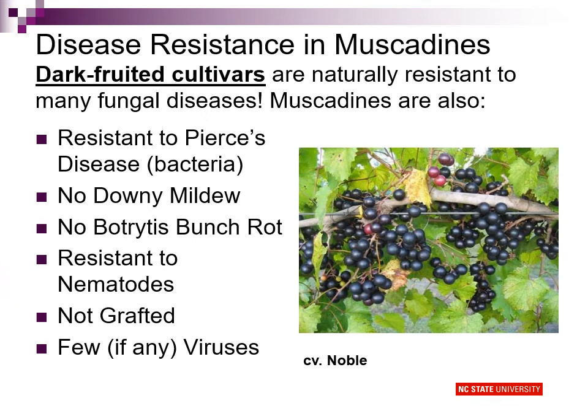Muscadines have a lot of disease resistance, and I want to be sure and mention that dark fruited cultivars in particular are naturally resistant to many fungal diseases. So if I were growing muscadines organically and didn't want to use fungicides, I would concentrate on growing dark fruited cultivars that just don't get a lot of the fruit rot problems that we see on bronze fruited cultivars.